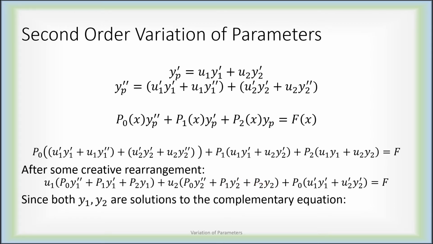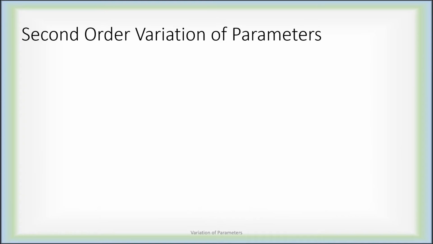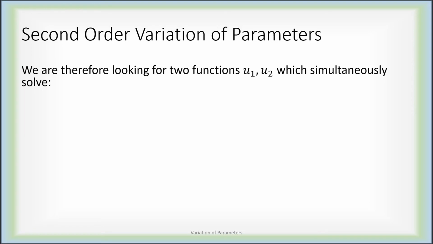But y1 and y2, by assumption, were solutions to the complementary equation. So both of those terms are 0, and all we have is p0 times u1 prime y1 prime plus u2 prime y2 prime equals f. So where are we right now? We're looking for two functions u1 and u2, which simultaneously solve u1 prime y1 plus u2 prime y2 is 0. We made this assumption to simplify our work earlier, so this needs to be true. But also, u1 prime y1 prime plus u2 prime y2 prime needs to be f over p sub 0.